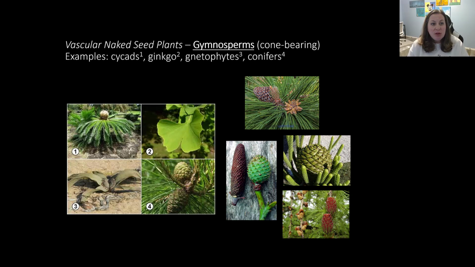So some examples are the cycads. This is going to be number 1. The ginkgos with the little number 2. We also have the gnetophytes, which are 3, and then the conifers, which are 4. And conifers are the biggest group. This is the one that you would be mostly familiar with because they're the pine trees, or what we would call the evergreen trees, like the trees we use for Christmas.